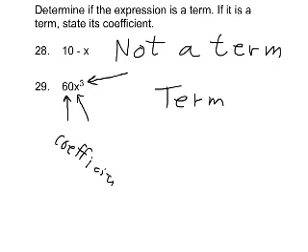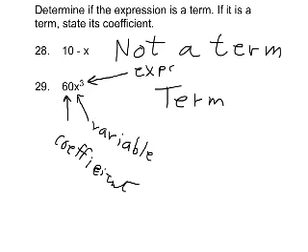Coefficient. It's supposed to be an E. It's hard to write with this big fat thing. Okay, this is the variable. That's the exponent. So the answer is yes, it's a term, and the coefficient is 60.